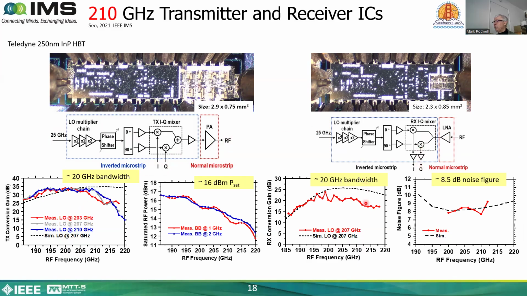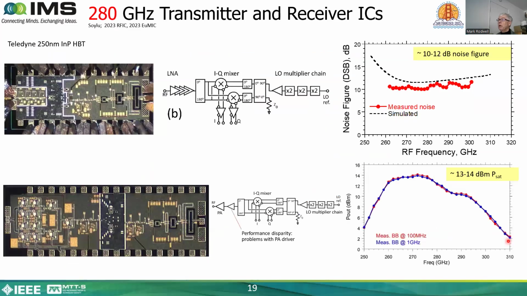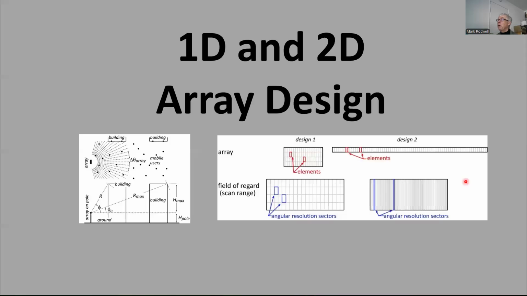Both the transmitter and the receiver have about 20 gigahertz bandwidth around 200 gigahertz. The transmitter produces about 16 dBm. The receiver has about 8.5 dB noise figure. Here's a similar transmitter and receiver chipset, in this case at 280 gigahertz, again in indium phosphide HBT technology. The receiver has about 10 to 12 dB noise figure. The transmitter has about 13 dBm output power.